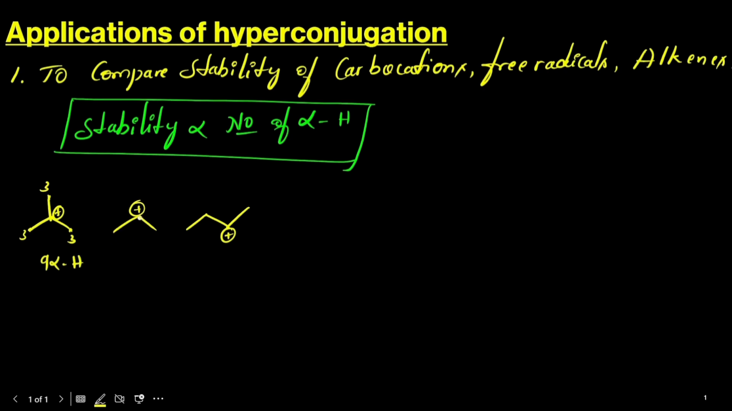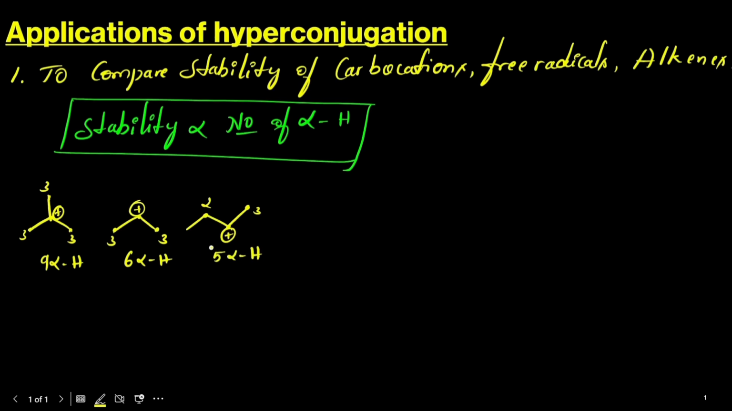Coming to this case, here how many alpha carbon atoms are there? 1 alpha carbon atom and a second alpha carbon atom. How many alpha hydrogens are there? Here 3 alpha hydrogens and here 3 alpha hydrogens. Therefore, 6 alpha hydrogens are there. Here, how many alpha carbon atoms are there? This is an alpha carbon atom and here this is an alpha carbon atom. Here 3 alpha hydrogens are there. Here 2 alpha hydrogens are there. Therefore, 5 alpha hydrogens are there.